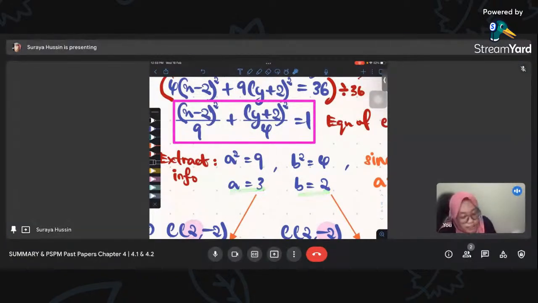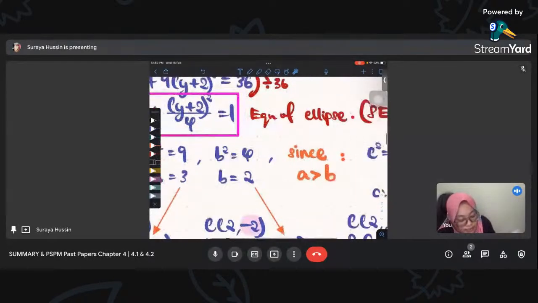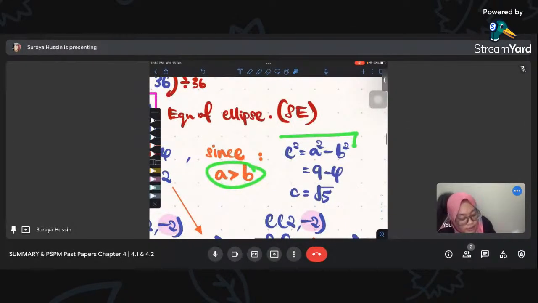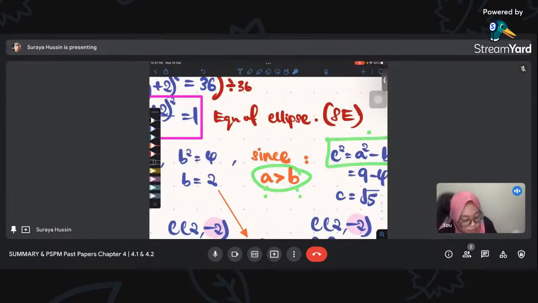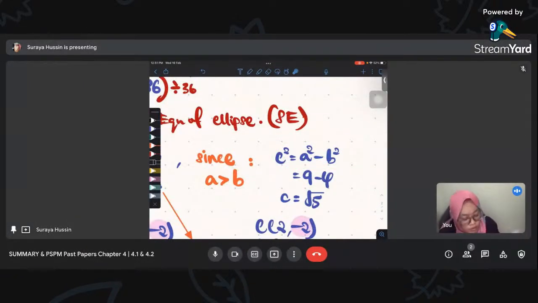Daripada situ bila dah dapat A dan B, boleh cari C. Macam mana nak cari C? Since A is greater than B, the formula is A mesti tolak B. Cara nak hafal adalah yang besar mesti tolak yang kecil. Besar tolak yang kecil. Sebab itulah A squared minus B squared punya formula. So senang. Ingat tu je, besar tolak kecil.